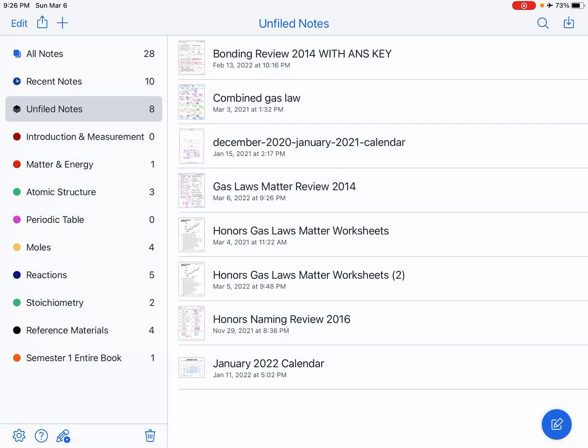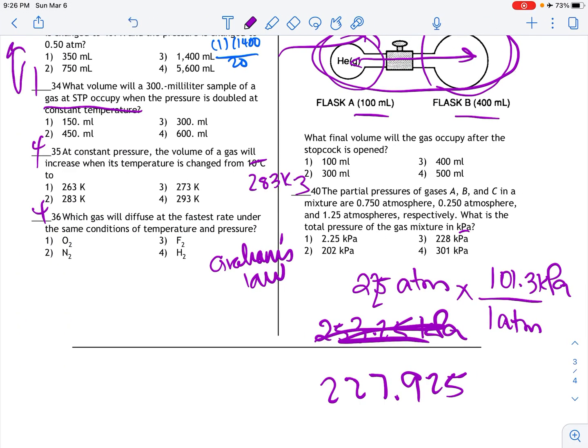Look at it. You can't even see it. Look at it. See, it's 9:26. I'm getting old.